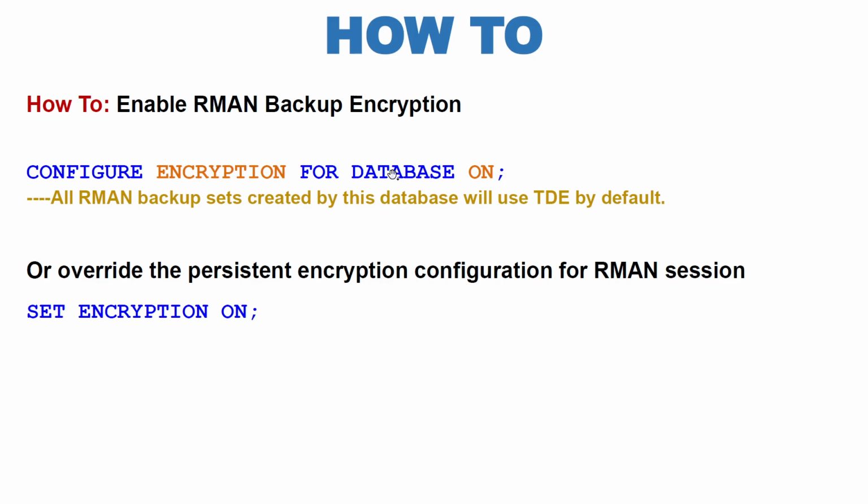Now, if you don't want to use this, then at the RMAN session level, you can set this particular parameter. Whenever you enable this parameter, only that particular backup will be encrypted, and the rest of the backups, if you don't set this parameter, will not be encrypted. So if you want to take some backups which are encrypted, you can set this parameter. If you don't want some backups to be encrypted, you can ignore it. But if you set the persistent parameter, then every backup that you take, either level 0, level 1, incremental backup, full backup, whatever kind of backup, will be encrypted in nature.